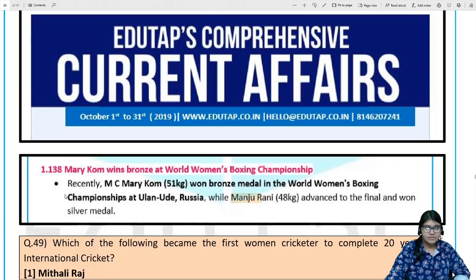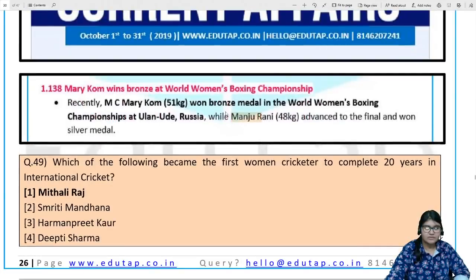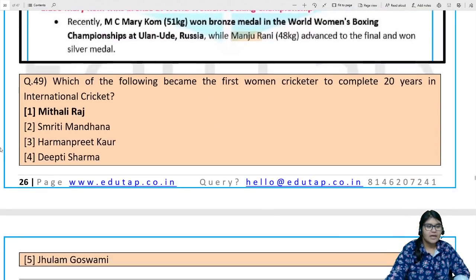Mary Kom wins bronze at World Women's Boxing Championship. So here again it was written Manju Rani advanced to the final and won a silver medal. So from the same news piece you can see two questions were asked regarding World Women's Boxing Championship being held in which location, plus other one, the silver medalist has been asked in the form of Manju Rani being associated with which of the following sport, right? 49th question, guys, on your screen.